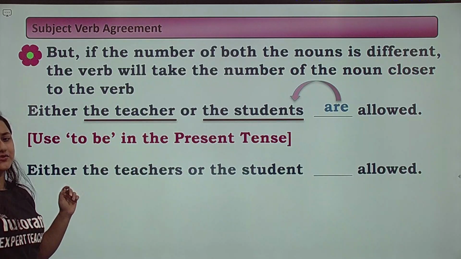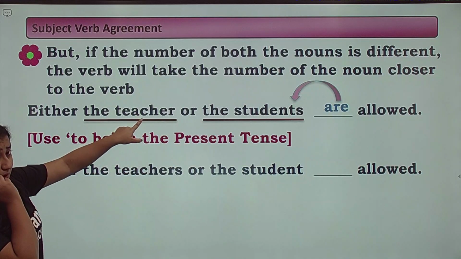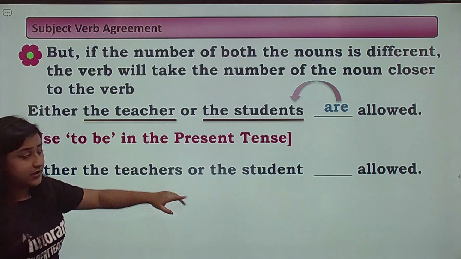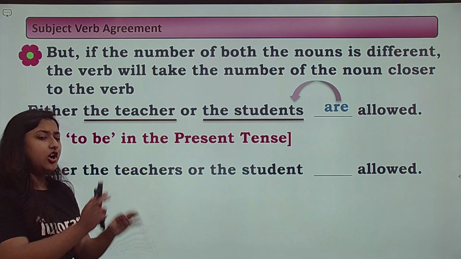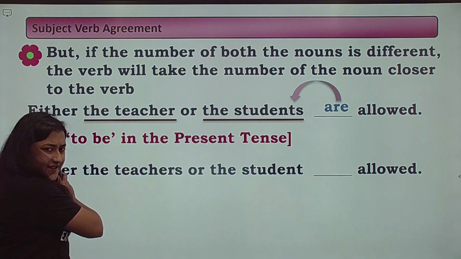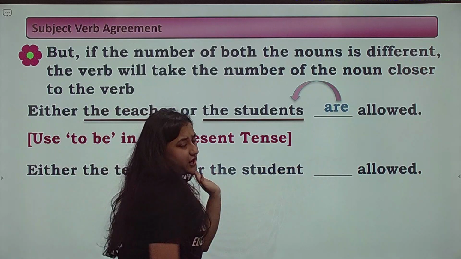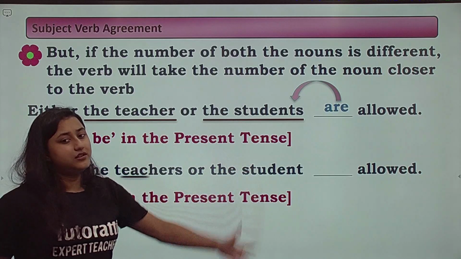Alright, next one. Either the teachers or the student. Now see the difference. In the first one, teacher was singular, and in the second one, teachers is plural. And here students was plural, here student is singular. Again, don't bother about the first part of the sentence, just forget it. Cover until or. The student dash allowed. The student is allowed or the student are allowed? Obviously, the student is allowed.